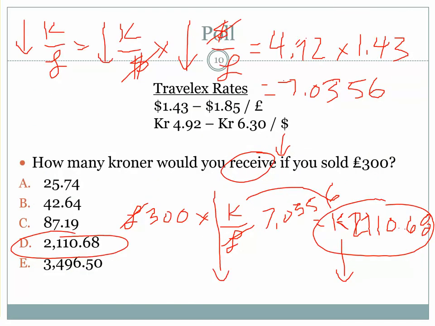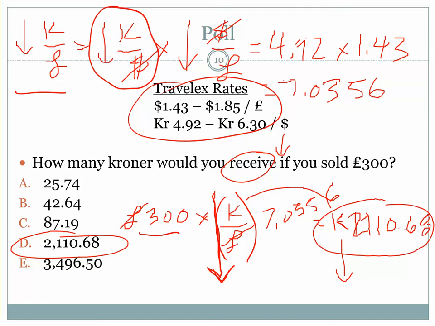So here's a question for you. How many crown would you receive if you sold 300 pounds into this market? Well, if you have 300 pounds and you need to get crown, I need a crown per pound exchange rate. How many will I receive? It's going to be the lowest crown per pound exchange rate. I get the lowest crown per pound exchange rate by multiplying the lowest crown per dollar times the lowest dollar per pound. They cross out, and I get the lowest crown per pound exchange rate.